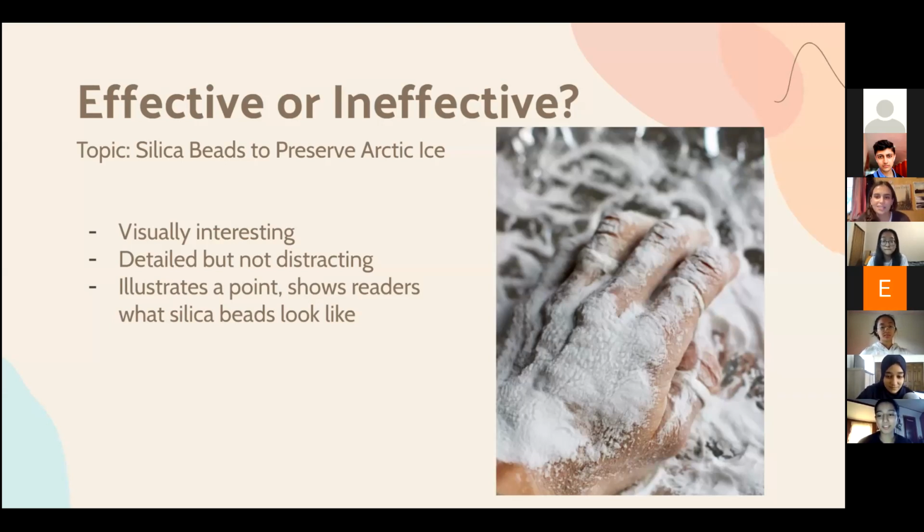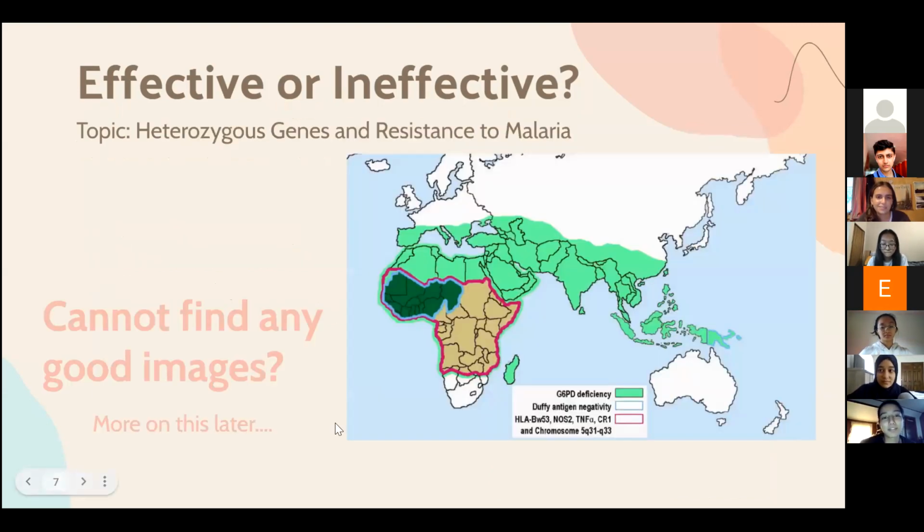All right, so moving on, let's go to the last one. All right. Would you say this is an effective image or an ineffective image, considering the topic is heterozygous genes and resistance to malaria?